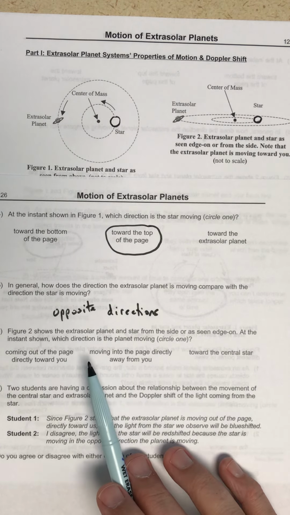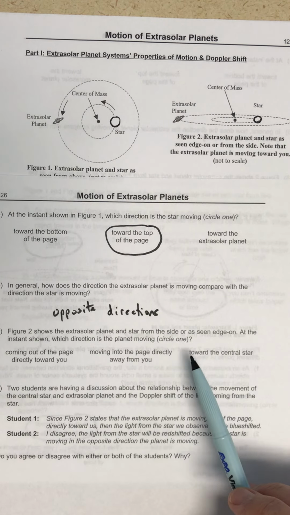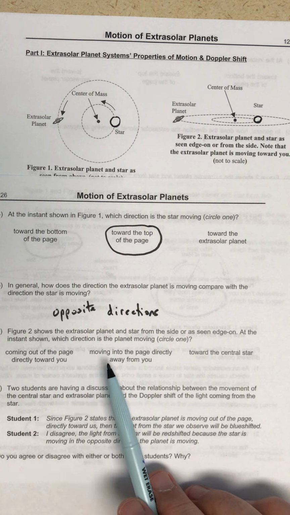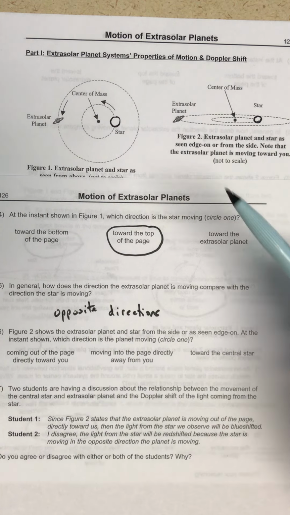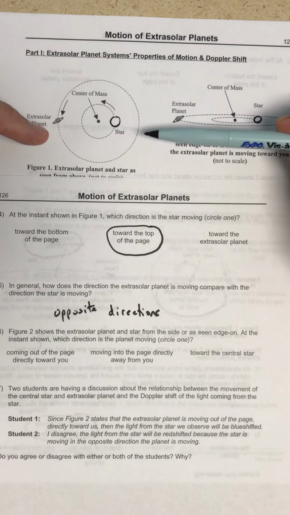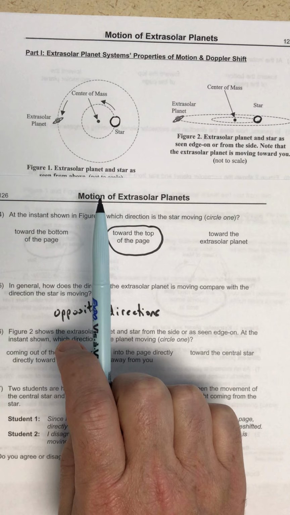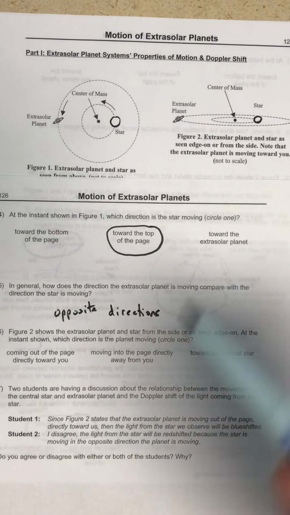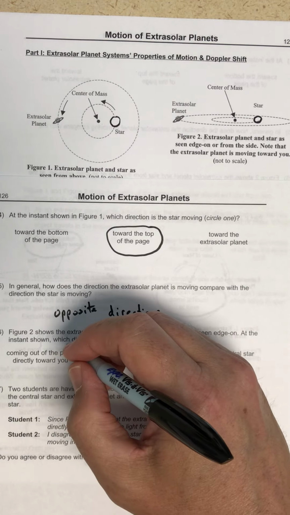All right, figure 2 shows the extrasolar planet and star from the side, or as seen edge on. With the instance shown, what direction is the planet moving? Okay, so I'm taking this and I'm rotating it, so I'm looking at it edge on. So in the edge on view, the planet is coming towards me, so out of the page directly toward you.